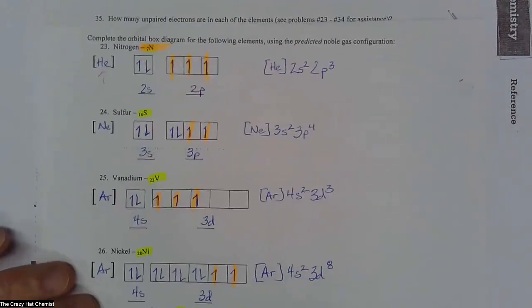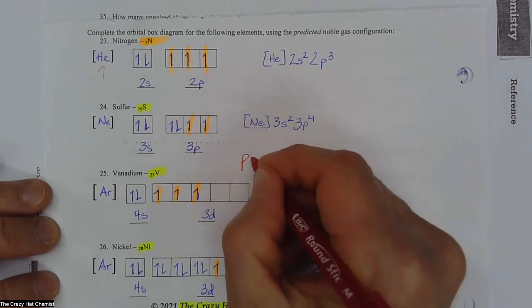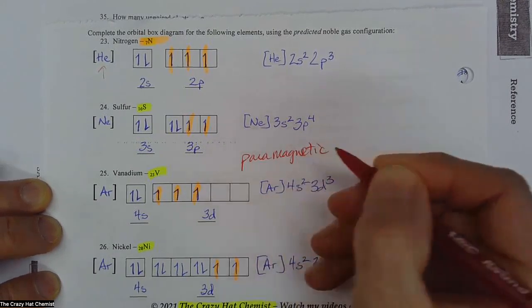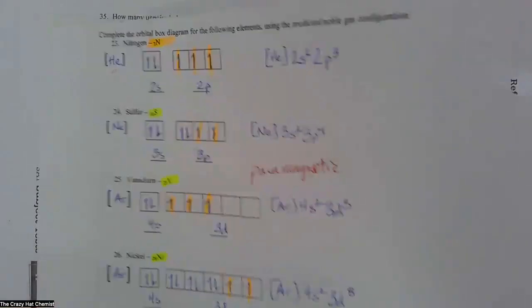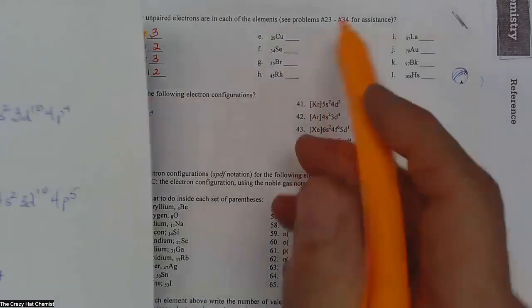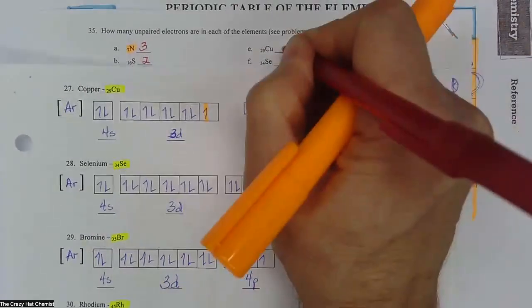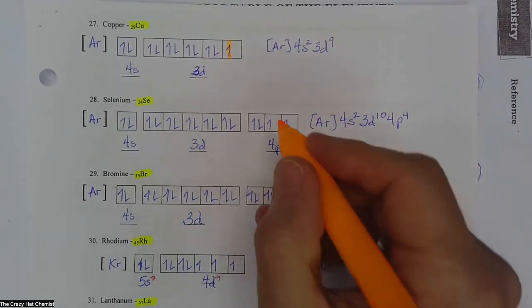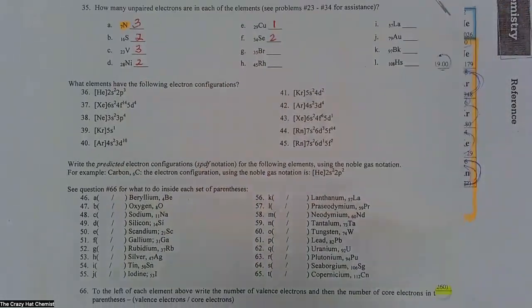By the way, if it has a single unpaired electron, it's paramagnetic. If it is paramagnetic, it's held up in a magnetic field. So paramagnetic has at least one, if not more, unpaired electrons. Let's do the rest of these with copper. Copper, there's one unpaired electron, and that's a 1 right there. How many unpaired electrons in selenium? 1 and 2. So this is going to be a 2.